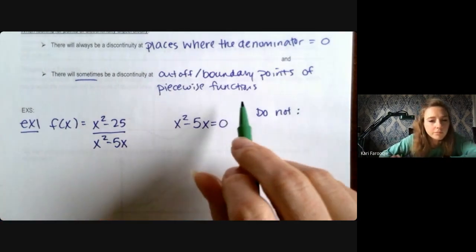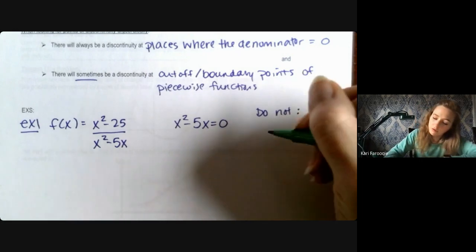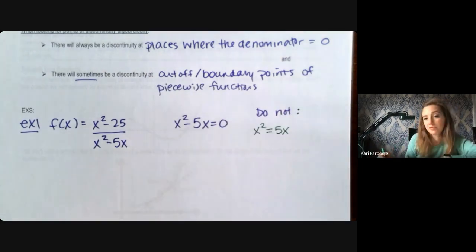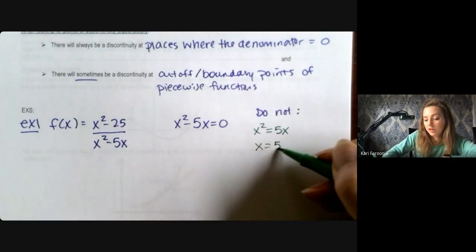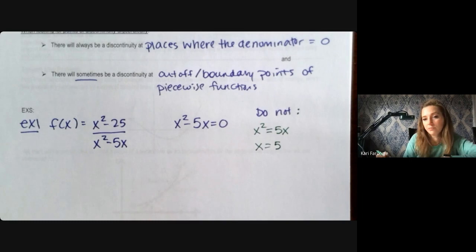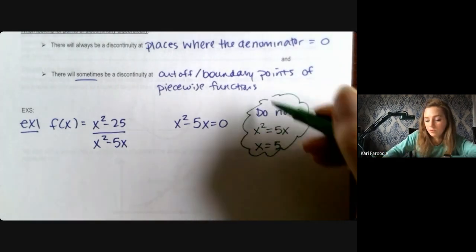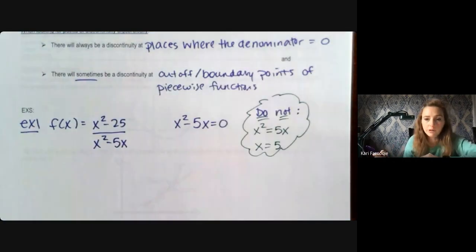Look at this. I'm narrowing my eyes at you because I really want to make sure you don't do this. Okay. They add 5x to both sides, and then they divide by x on both sides, and they get x equals 5. Don't do this. You don't want to divide out a variable. You're dividing out possible solutions when you divide out a variable.